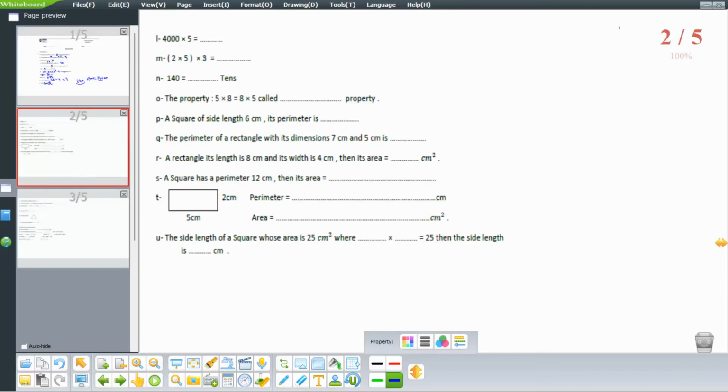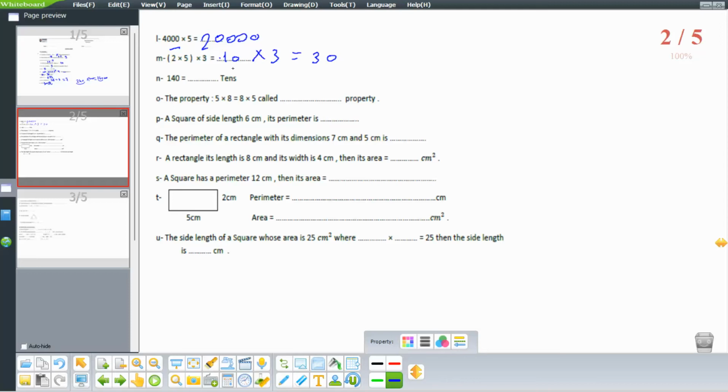Let's see. 4,000 times 5. We have here 3 zeros, so we are going to take them out. And 4 times 5 equals 20. So the answer is 20,000. Okay, here 2 times 5 equals what? 2 times 5 equals 10. 5, 3. Do you know this property? The associative property will be 30.